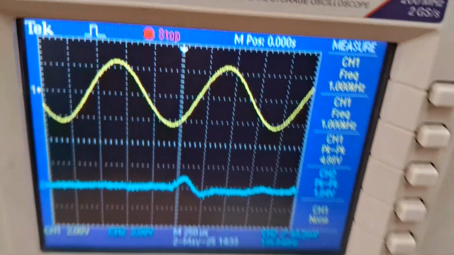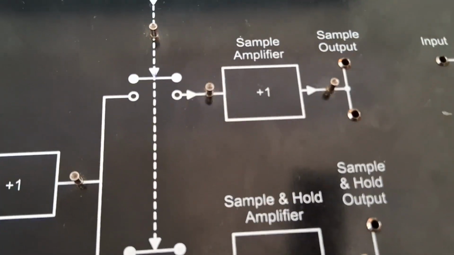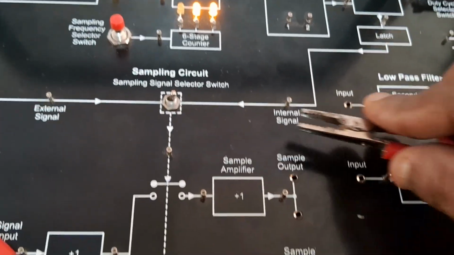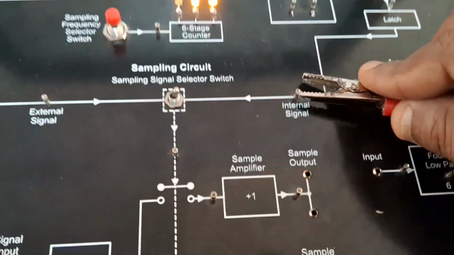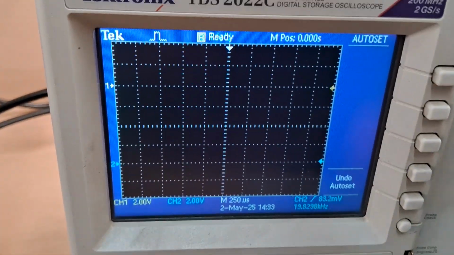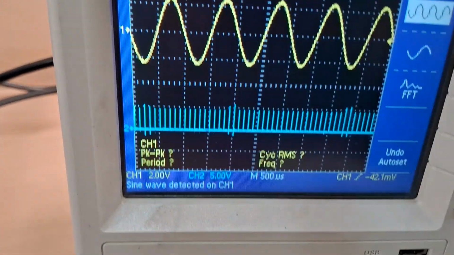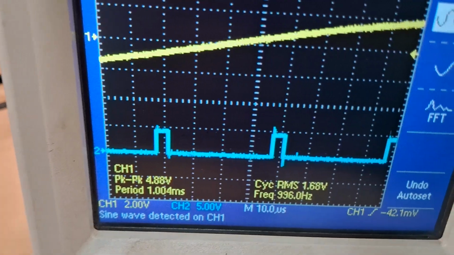Now you have the sampling clock. We'll connect the second probe of the CRO to the sampling point, which is the internal generation of the sampling clock. Now we'll set the CRO to auto set. Yes, this is the sampling frequency, a pulse waveform which was generated.